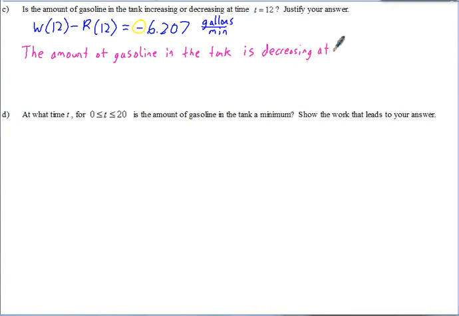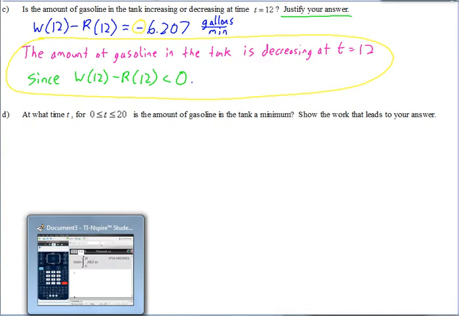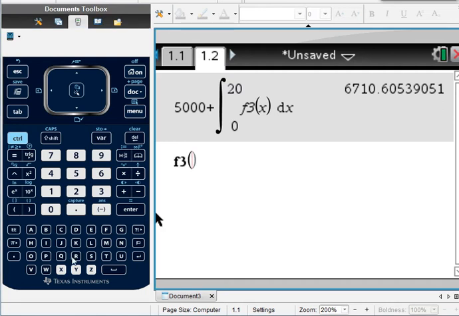at t equals 12, and then to justify our answer, could say since W(12) minus R(12) is less than 0. And we can do the same calculation on the Inspire. All you'd have to do here is go F3 of 12.